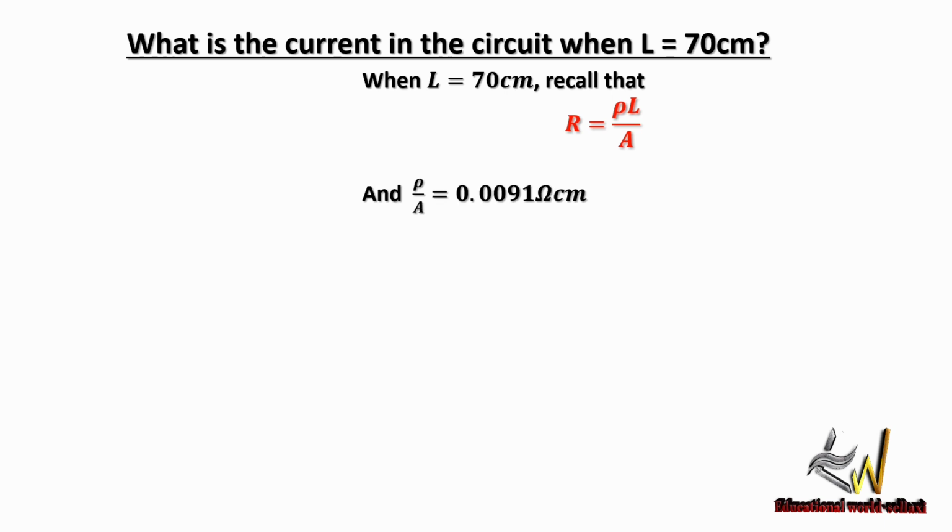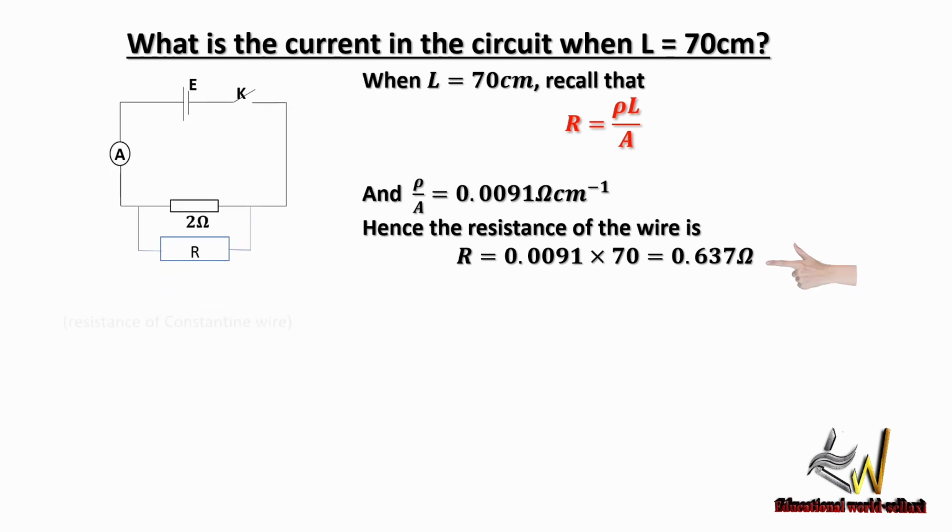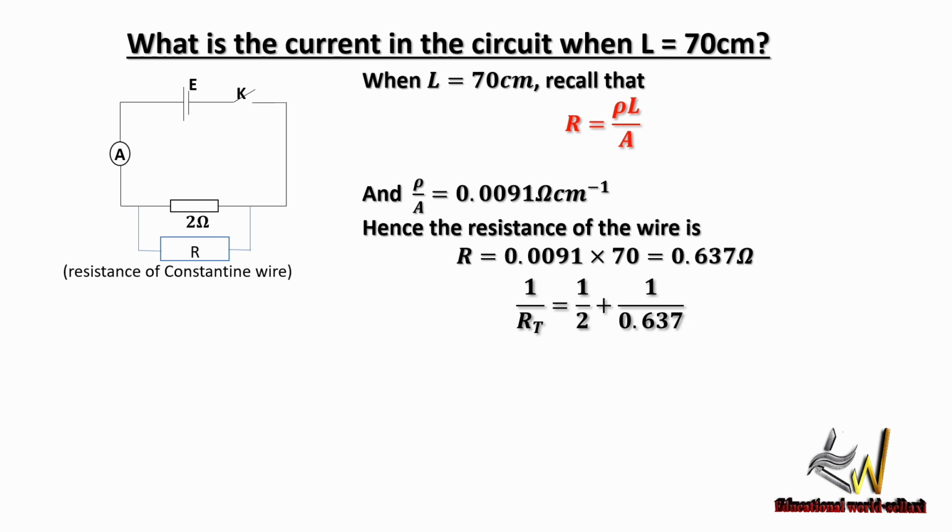So still using the same procedure, we have to find the resistance of the Constantan wire at length 70 cm. Using the same procedure I've stated earlier, I'm making substitutions where necessary. The resistance of the Constantan wire is 0.637 ohms. Using the same diagram, the resistance of the Constantan wire and the 2 ohm resistor are in parallel, so we need to find the combined resistance. Using the formula shown and simplifying everything, I have 0.483 ohms. So we have to substitute these values and find the current in the circuit.